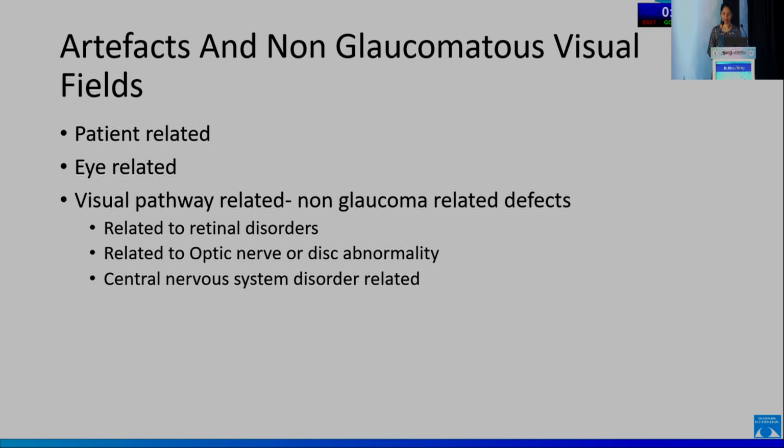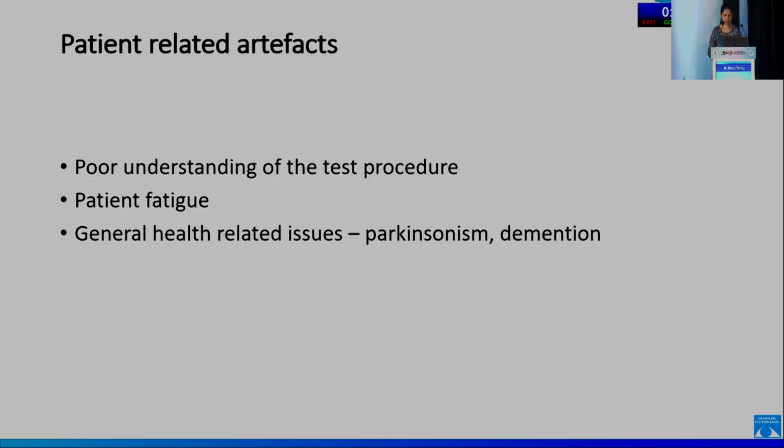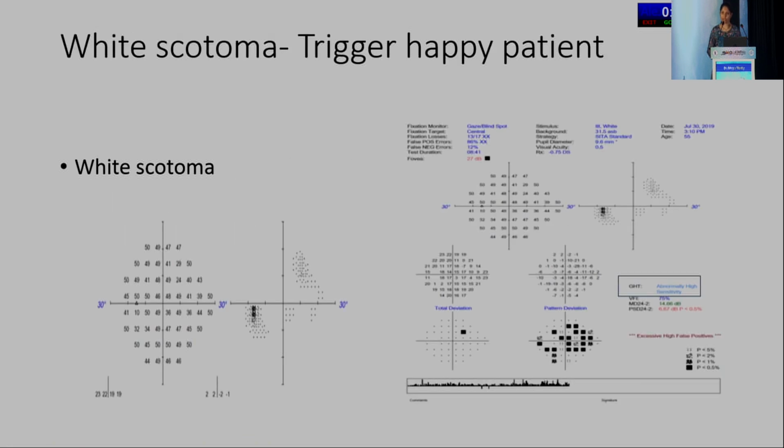Artifacts and non-glaucomatous visual fields could be patient-related, eye-related, or visual pathway-related. That is, non-glaucoma-related defects could be because of retinal disorders, optic nerve or disc abnormality, or central nervous system-related disorders. So patient-related artifacts could be due to poor understanding of the test procedure, patient fatigue, or general health-related issues like Parkinsonism, dementia.